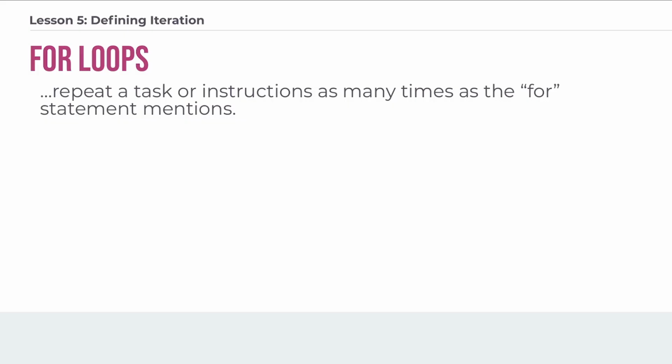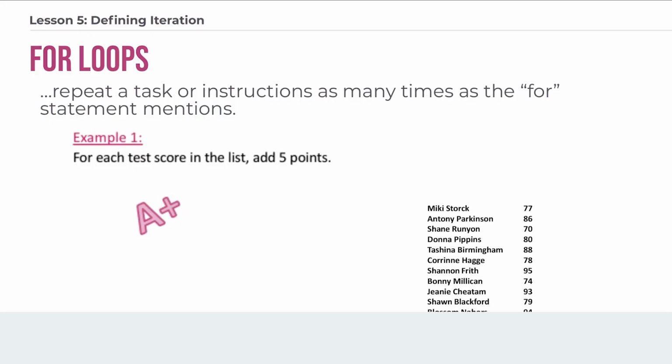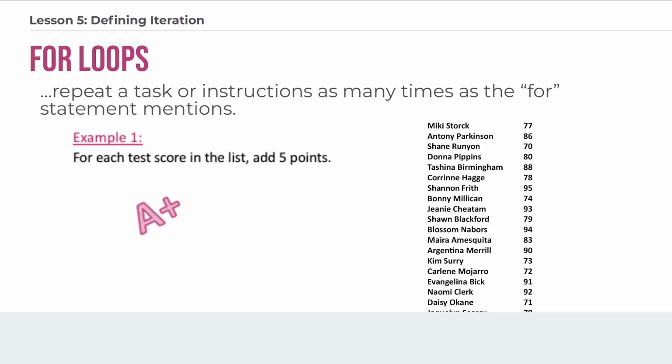So for loops are going to repeat a task or a sequence of instructions as many times as the for statement mentions. So here's an example. If you were asked to write a program that would print out everybody's test scores, and the teacher has graded all of the tests, let's say there are 20 students in the class and each of them has a score. However, there was a question in there that was bad and the teacher doesn't want to penalize students who missed that question. So he wants to actually go back in and add 5 points to every person's score.